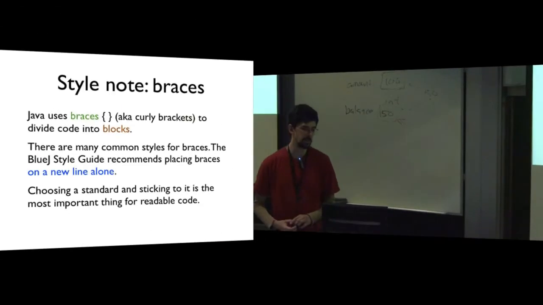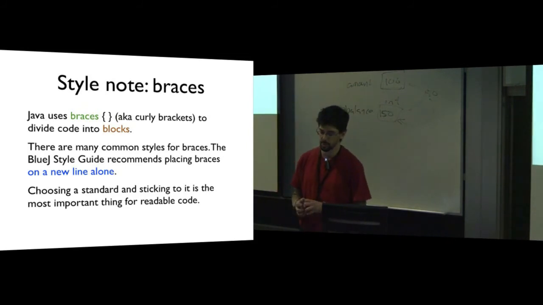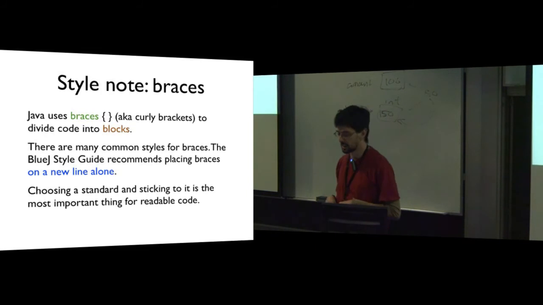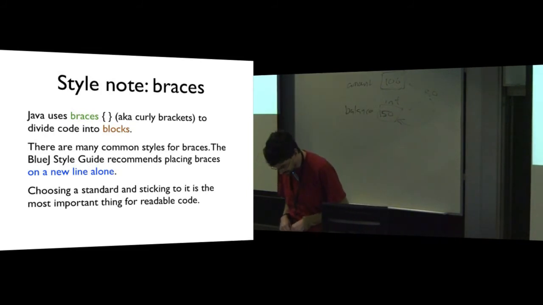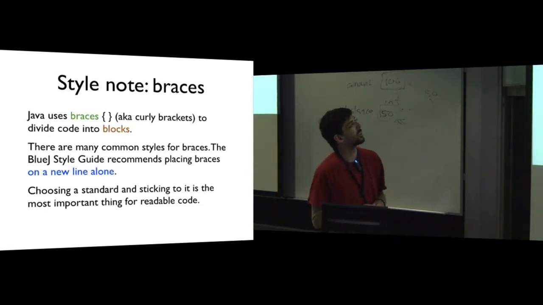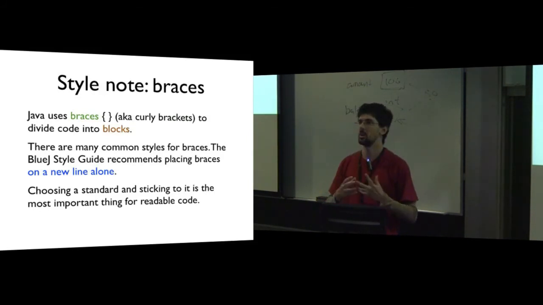So, more talking about style. I'm going to keep hammering this home. Good code is readable code. Java uses braces, those curly brackets, which, if you don't know where to find them on your keyboard, are on the right-hand side above the square brackets next to the P. They're called braces. They're also called curly brackets and various other things. And they divide code into blocks.